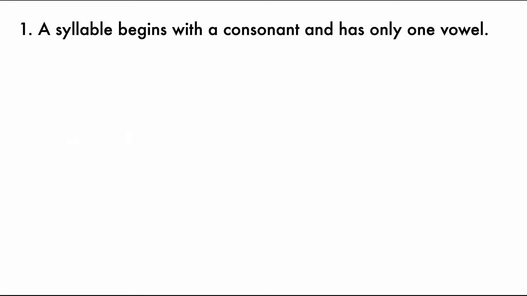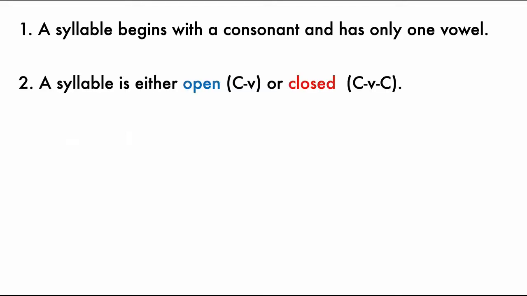First of all, a syllable in Hebrew is something that has one consonant and at least one vowel, or a half vowel, that is a little shwa or a reduced vowel. I'll say more about that in a moment. So a syllable has to begin with a consonant, and it has to have one vowel. Syllables take two basic forms. They're either open or they're closed.